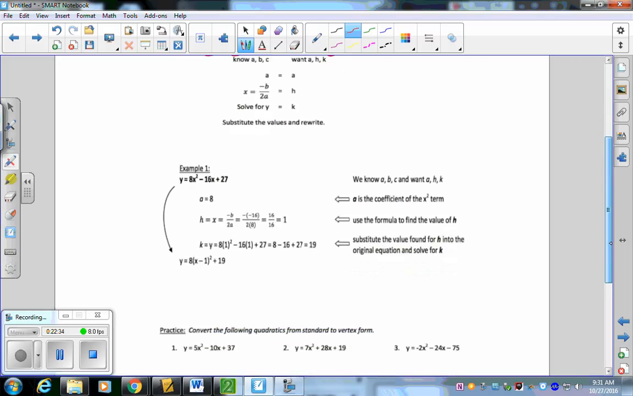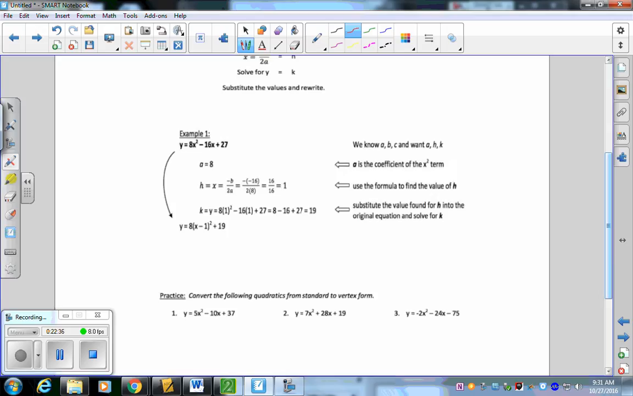So you'll see in this example, here's our problem. The 8 is our A. To get the H, or the X value, we don't have to call it H, but the X value of the vertex, -b over 2a. So the opposite of -16, which is a +16, over 2 times a, 2 times 8, and we got 1. That's the X value. Then plug that back in like we did here to get the Y value, which was 19. So then when you substitute it, here's your A, your stretch, X value of the vertex, the Y value.